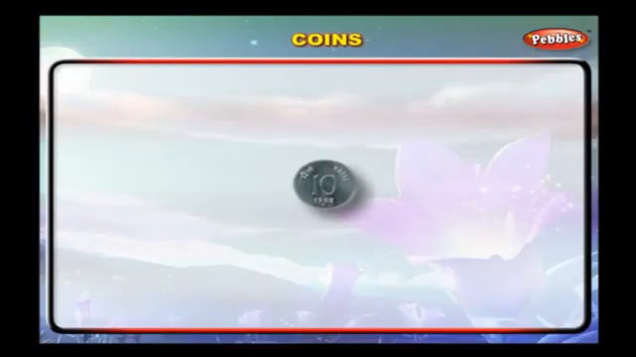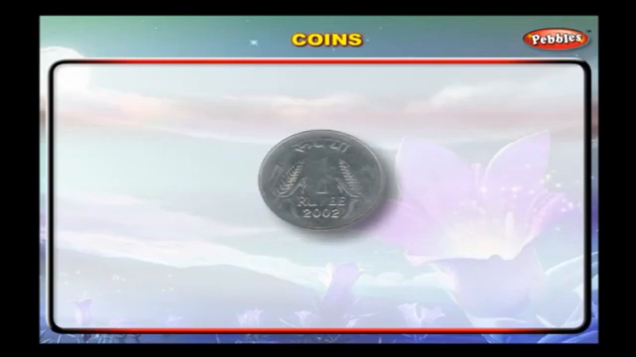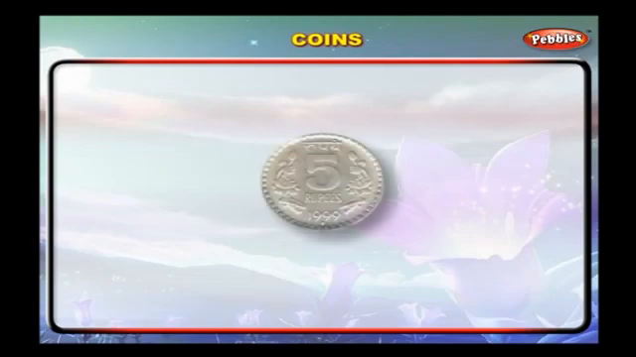This is a 10 paise coin. This is a 20 paise coin. This is a 25 paise coin. This is a 50 paise coin. This is a 1 rupee coin. This is a 2 rupee coin. This is a 5 rupee coin.